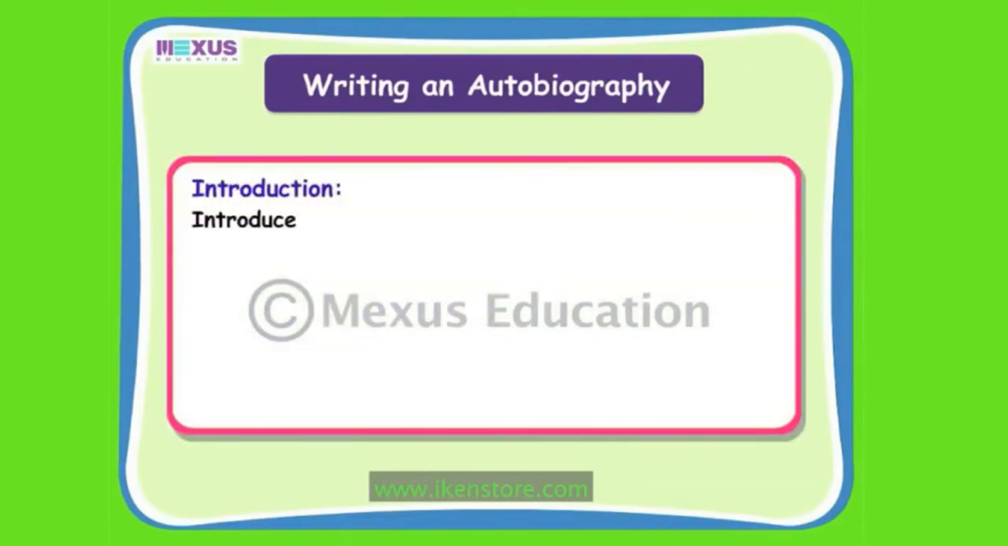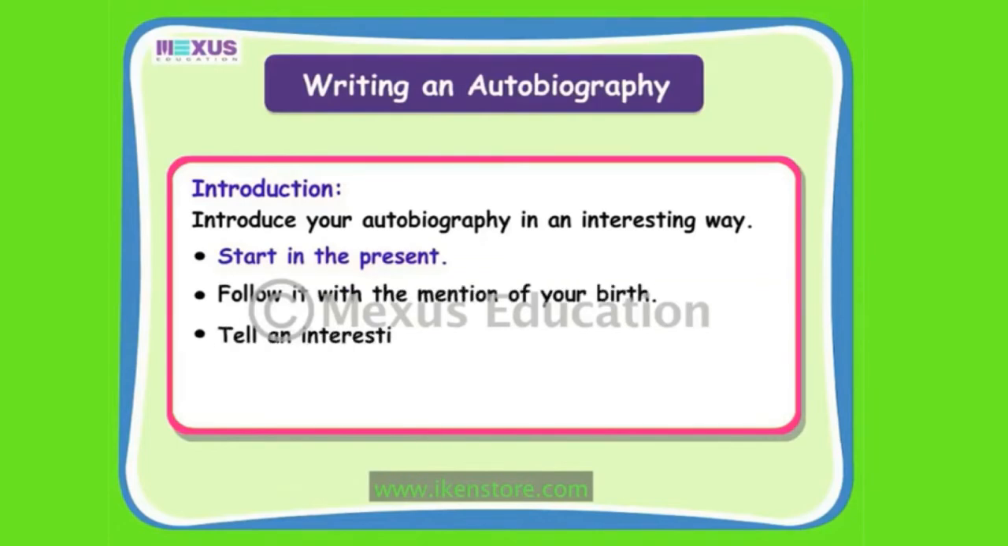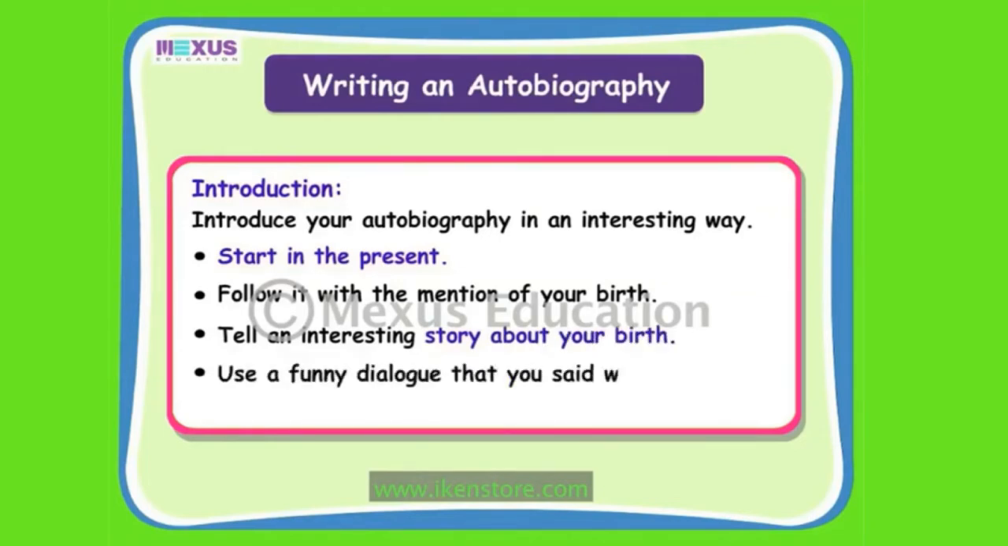Introduction. Introduce your autobiography in an interesting way. Start in the present. Follow it with the mention of your birth. Tell an interesting story about your birth. You can use a funny dialogue that you said when you were little.